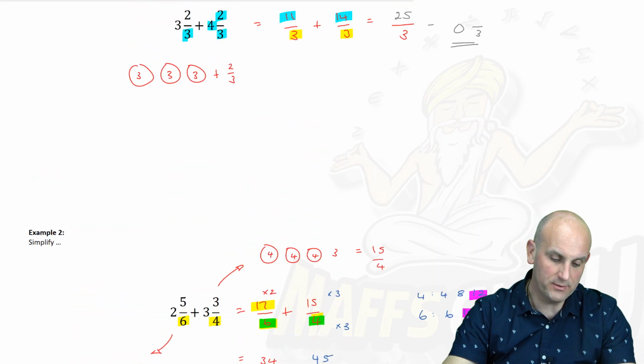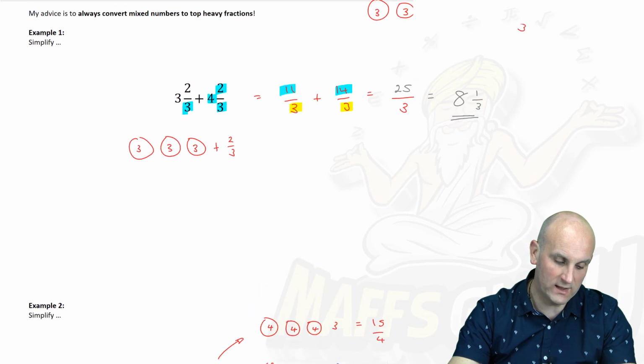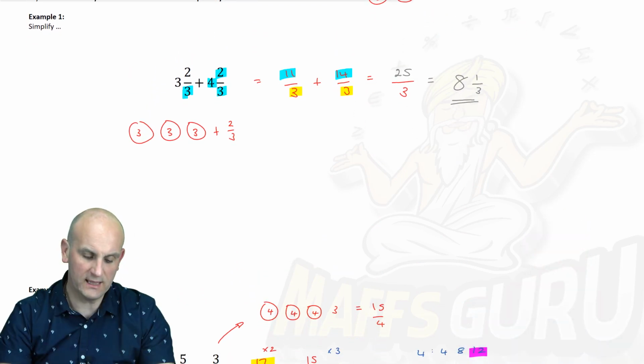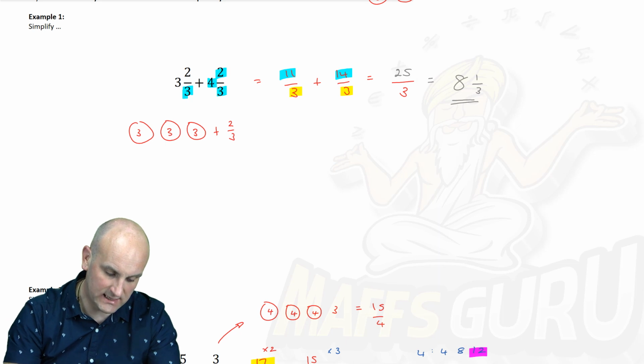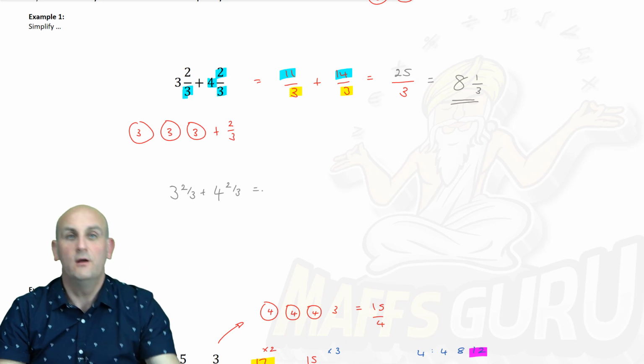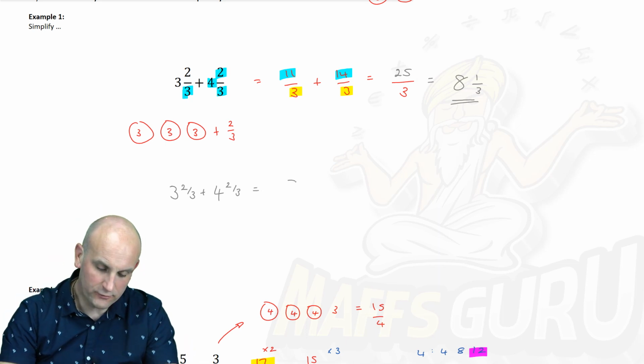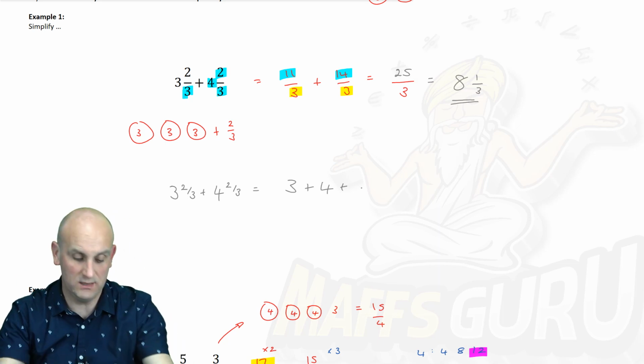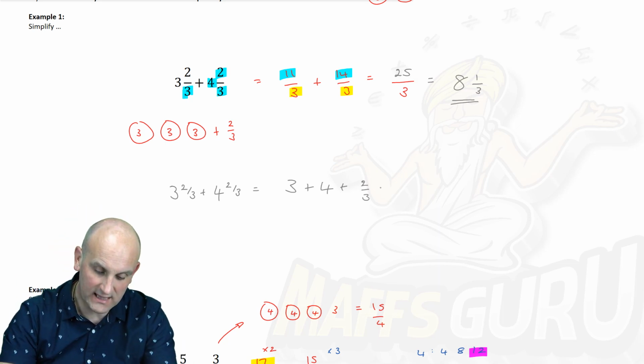If I scroll back up, let's see if there's a different way of doing it. Okay, so I'm going to rewrite out the question and say, well, let's say 3 2/3 plus 4 2/3. Well, what the question says is, well, we now know we've got 3 whole cakes and 4 whole cakes. Those are the whole numbers dealt with. And we've got 2/3 of a cake and 2/3 of a cake.